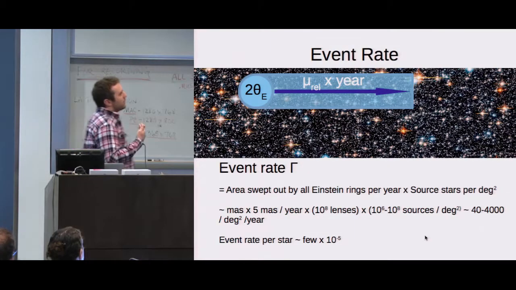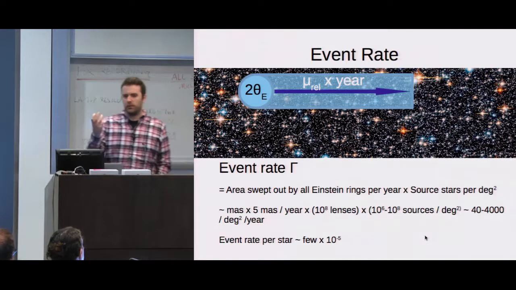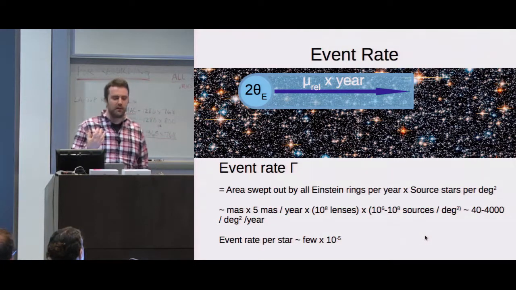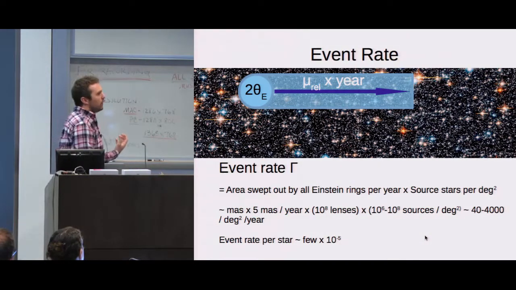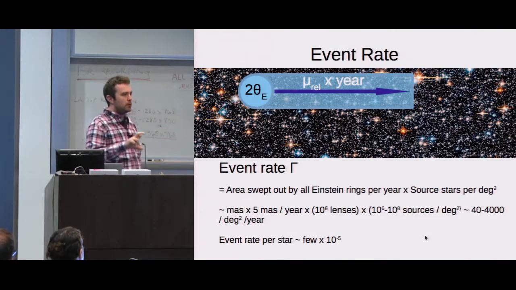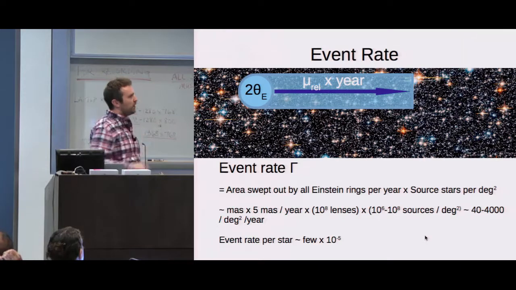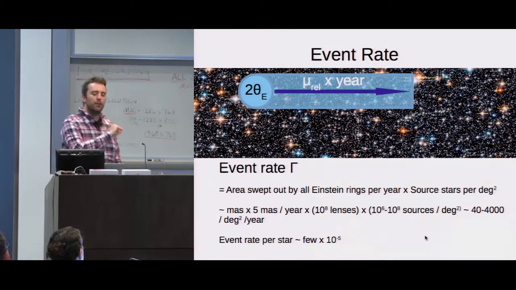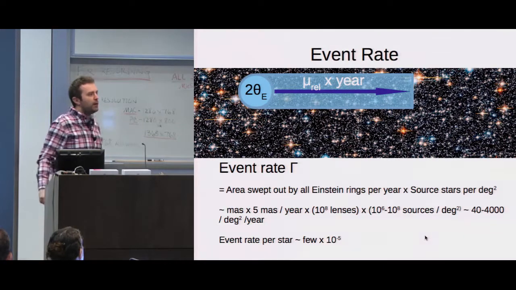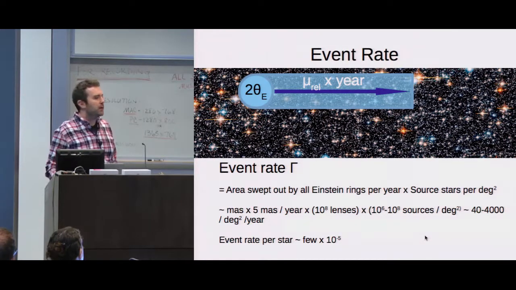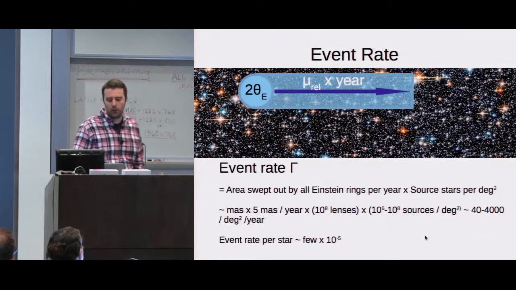So the event rate is slightly more complicated. Rather than just having a static picture, now everything is moving. So you want to know not whether a star is being lensed right now, but how often any given star will be lensed. You can compute that just by computing the area that's swept out by the Einstein rings as the stars and lenses move.